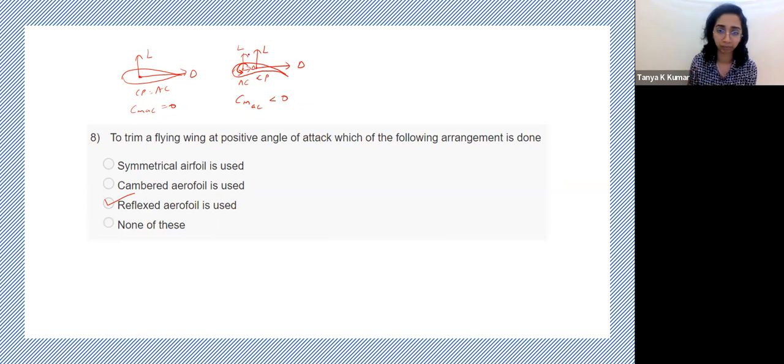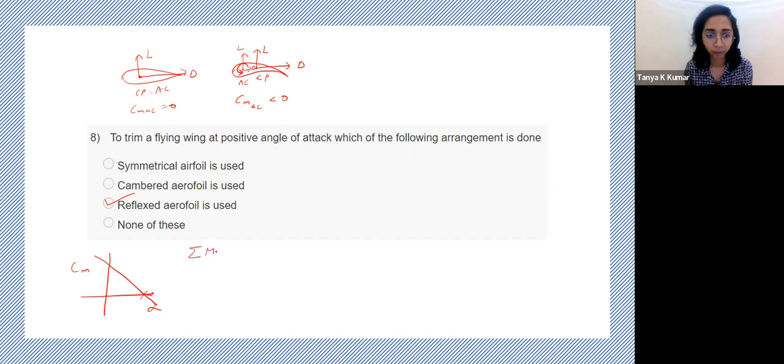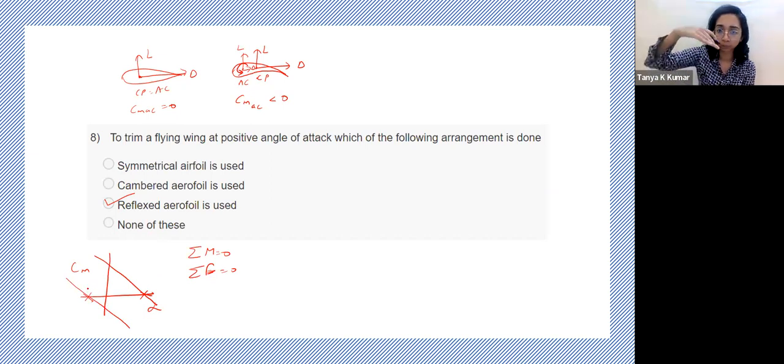Now, this is undesirable, because we wanted to have a positive angle of attack. Why do we want a positive angle of attack? So the Cm versus alpha graph is something like this. So this is the point of trim. Trim is sum of all moments equal to 0, sum of all forces equal to 0. Now, if we had a line like this, your trim would happen at a negative angle of attack. So your equilibrium point will be at a negative angle of attack, which is not desirable, right? You cannot have a trim at a negative angle of attack. You want it to be at a positive angle of attack.